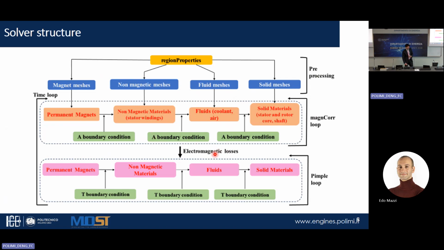We calculate the electromagnetic losses, and the electromagnetic losses have been included in the CHT equation as heat sources for permanent magnet, non-magnetic, or for all the regions of the electrical motor, and these regions are interfaced with boundary condition on the temperature. So we have a similar treatment of the boundary condition for the vector potential field A, and also for the temperature.